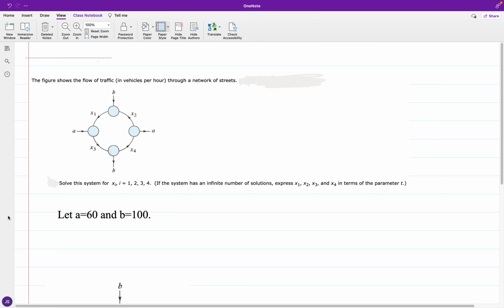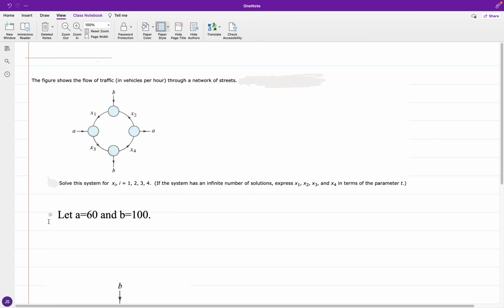Okay, let's say we are looking at systems of linear equations, working with networks. For this particular diagram, we have the flow of traffic in vehicles per hour through a network of streets, and it says to solve for the system, where we have x of i, where i is equal to 1, 2, 3, and 4. If the system has an infinite number of solutions, express x of 1, x of 2, x of 3, as well as x of 4 in parametric terms, that is, in terms of the variable t.